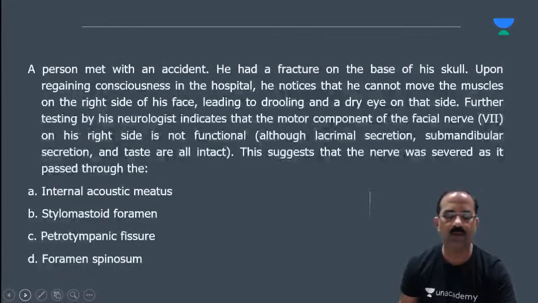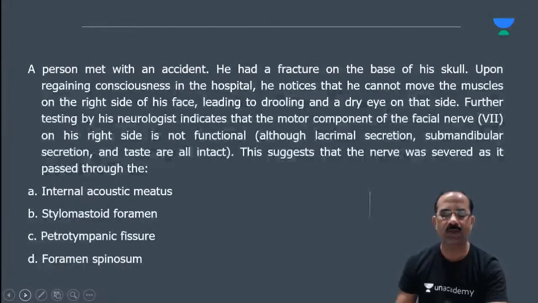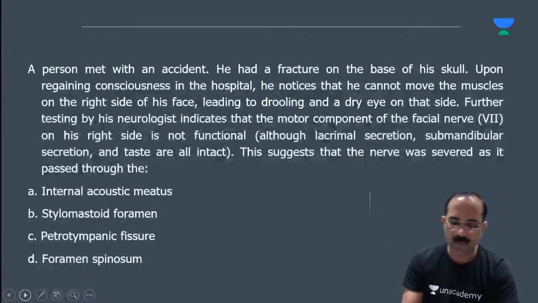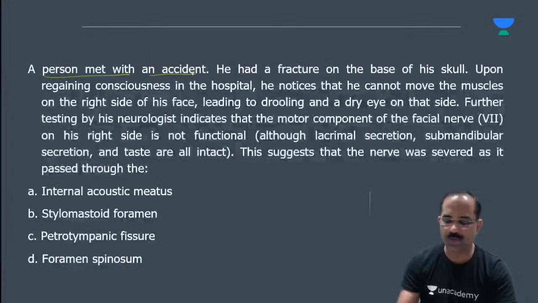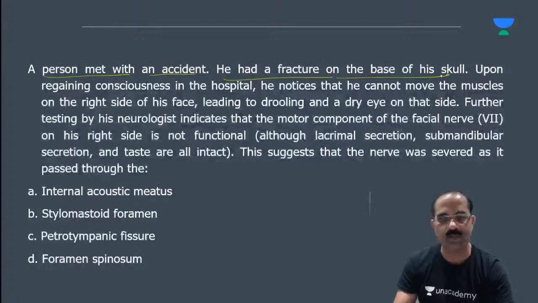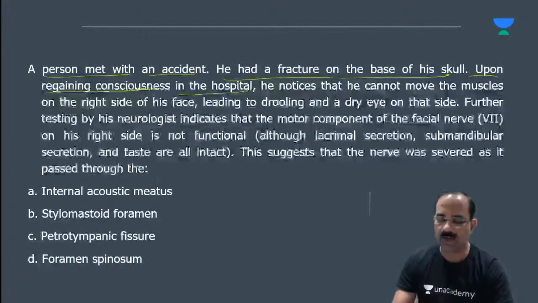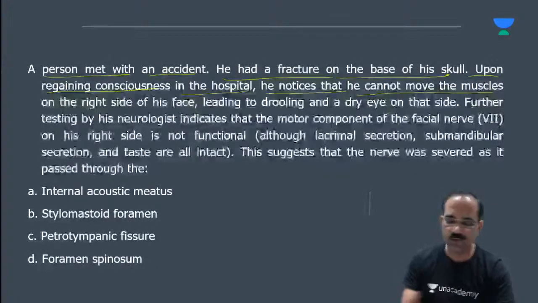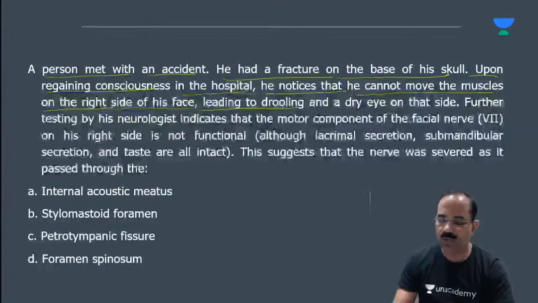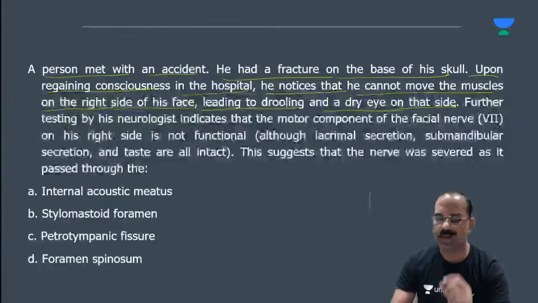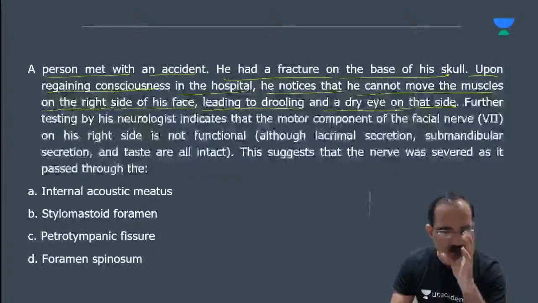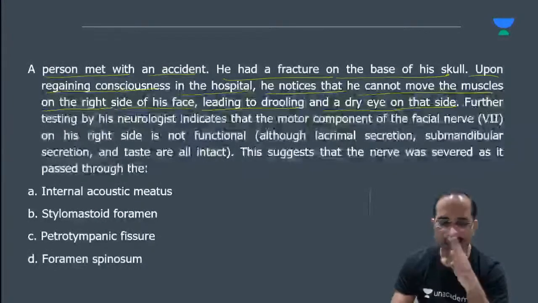Anyone? So do I start with this MCQ? Any guesses? Anyone wants to answer this? I'll start. A person meets with an accident. He has a fracture at the base of the skull. Upon regaining consciousness in the hospital, he notices that he cannot move the muscles on the right side of his face, leading to drooling and a dry eye on that side. Means the person is not able to move the muscles on the right side of the face.